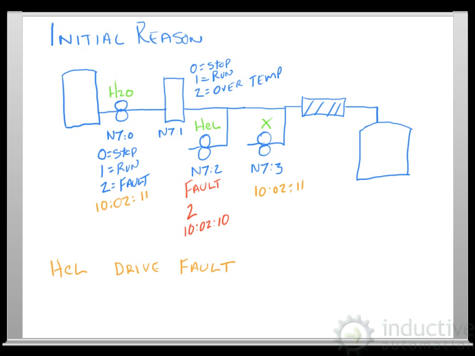This can also be used for uniblock type machinery. Instead of a process, you have machinery that's mechanically tied together. There's no accumulation between the different machines, and if one goes down, they all go down. You can pick up on that initial reason.